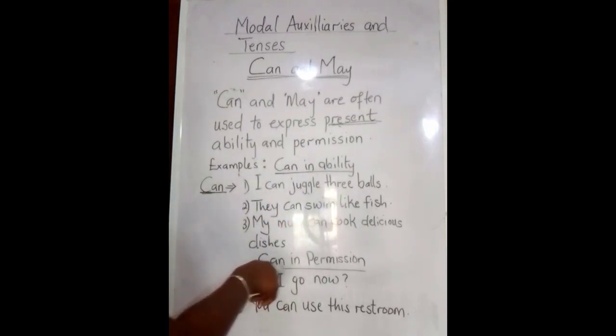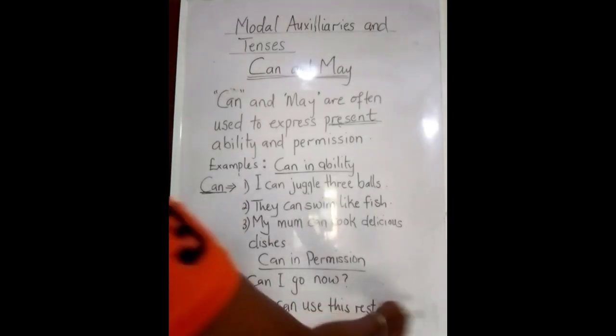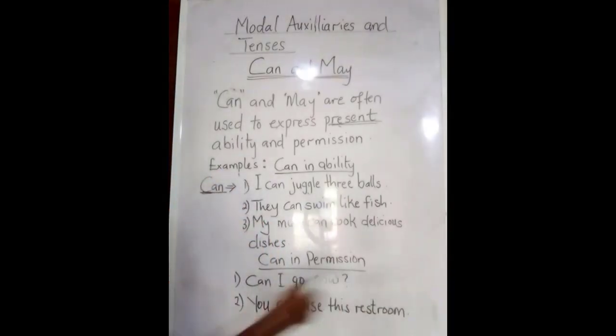Now let's look at using can to express permission, either to ask for permission or to grant permission in the present. The first one says, can I go now? This is asking for permission. And the second example says, you can use this restroom. This is a kind of granting permission. Both are expressing actions in the present. One is asking permission in the present, and the other is granting permission in the present.